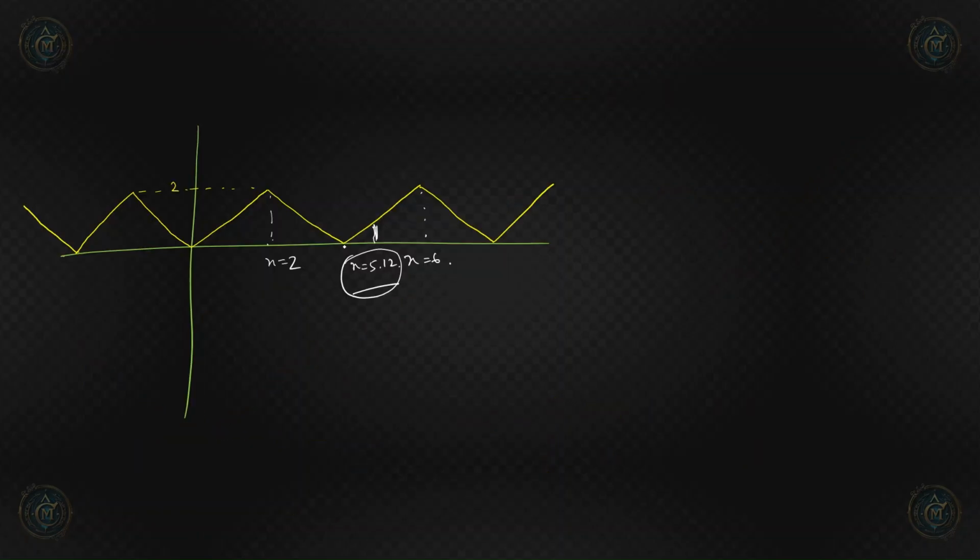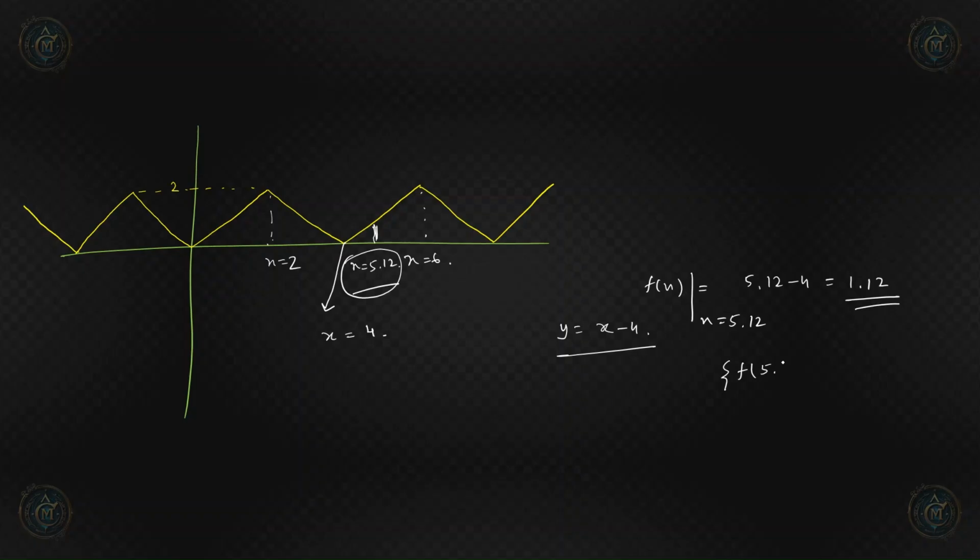Okay, and this point is what? This point is the midpoint of x equal to 2 and x equal to 6. This point is x equal to 4, right? So let us try to find the equation of this straight line. The equation of this straight line is y equal to x minus 4, right? So what will be the value of f(x) at x equal to 5.12? It will be simply 5.12 minus 4, that is 1.12. Okay, so what will be its fractional part? It will be simply 0.12.